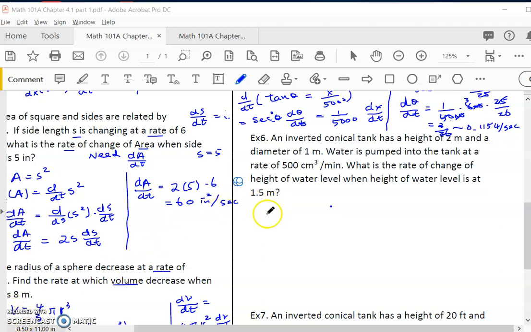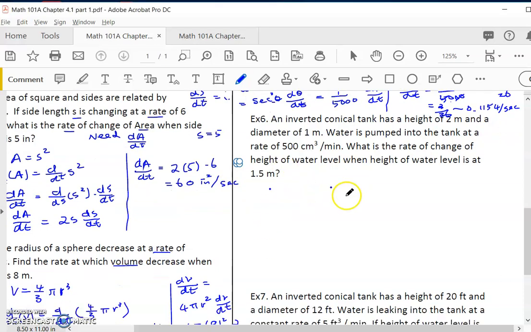Hello, calculus student. This video is for chapter 4.1, part 3, and we are working on problems related to cones, like a conical water tank, with water being pumped into the tank and also being released from the tank. And we want to find the rate of change of the water level.